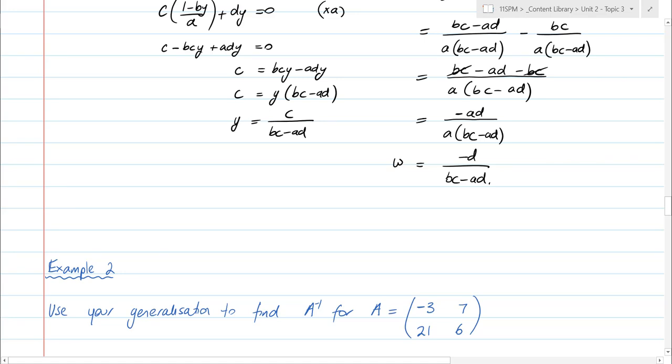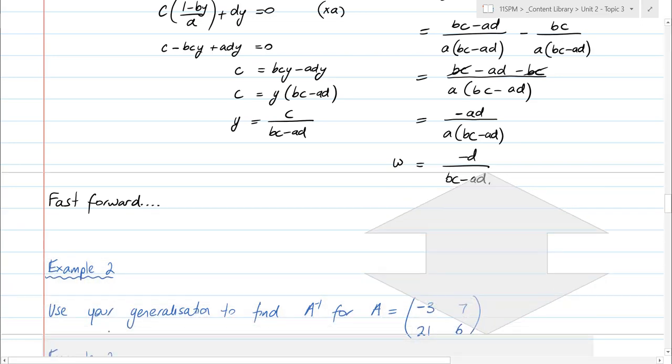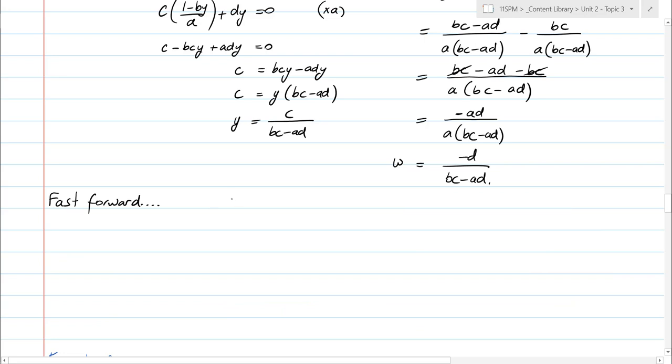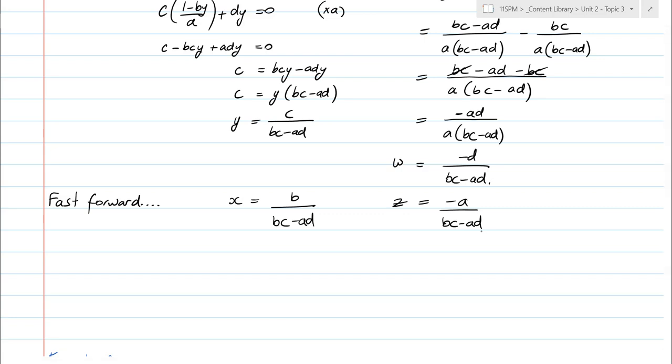Now, let's fast forward a little bit, because you've seen this now, and I don't want to bore you too much. If we do the same thing, we'll get something like this. X will be equal to B over BC minus AD, and Z will be equal to negative A over BC minus AD. That's what's going to come out of my method for solving these simultaneous equations. There's lots of ways you can go about it, but that's what's going to come out of mine.